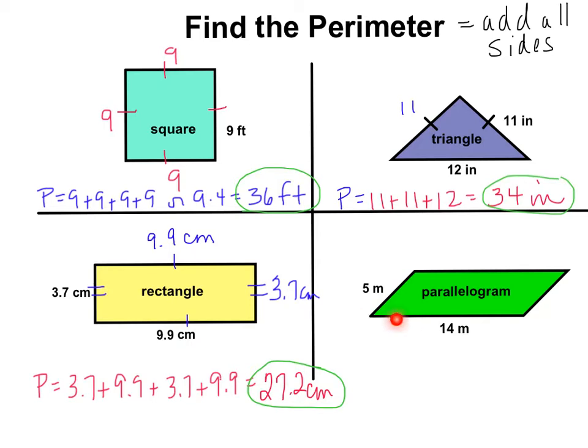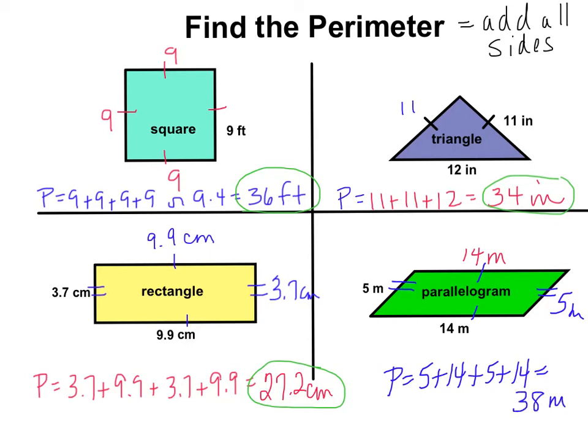Again, opposite sides that are parallel of a parallelogram are congruent, which means that side is 14 meters. And this opposite side is also congruent. Again, I can show these with the tick marks. And this is 5 meters. So my perimeter is 5 plus 14 plus 5 plus 14, which is equal to 38 meters. That is the perimeter. Let's go ahead and do the next slide.